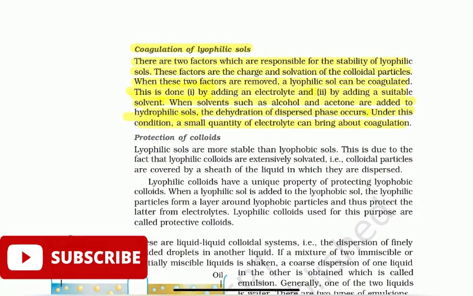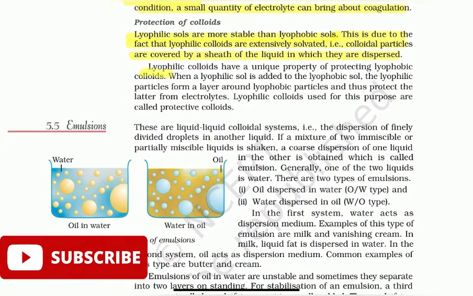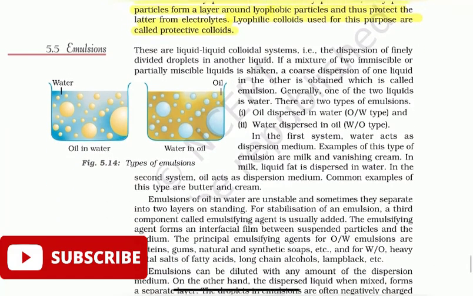Protection of colloids. Lyophilic sols are more stable than lyophobic sols. This is due to the fact that lyophilic colloids are extensively solvated, i.e. the colloidal particles are covered by a sheath of the liquid in which they are dispersed. Lyophilic colloids have a unique property of protecting lyophobic colloids. When a lyophilic sol is added to the lyophobic sol, the lyophilic particles form a layer around lyophobic particles and thus protect the latter from electrolytes. Lyophilic colloids used for this purpose are called protective colloids.